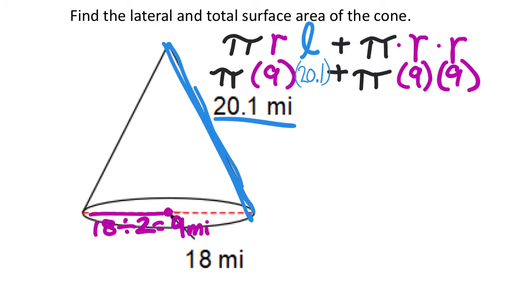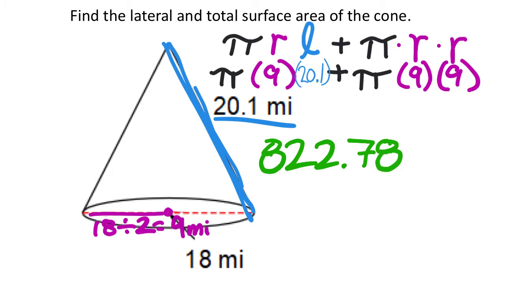And when I push enter, it tells me that the final answer here for the total surface area of this cone is 822.783116. I will round this to the nearest hundredth. It didn't really say where we should have rounded, but 0.78. And again, we are dealing with a surface area on this one, so it is in miles, but now it's square miles.